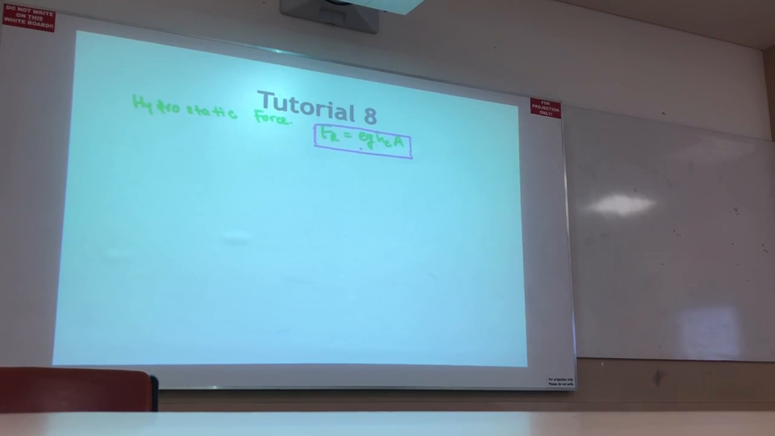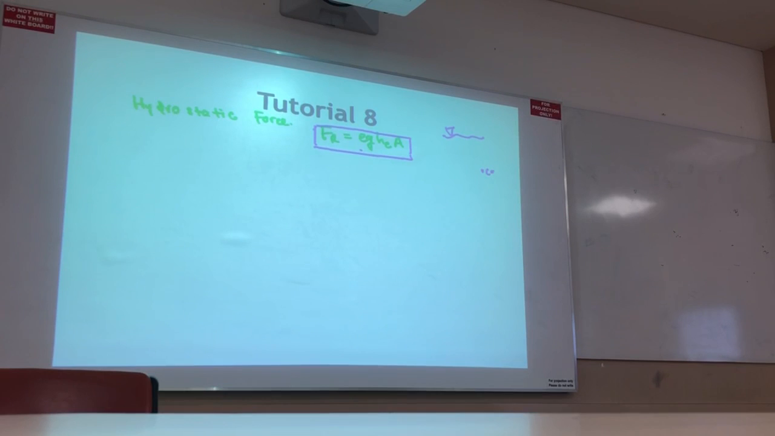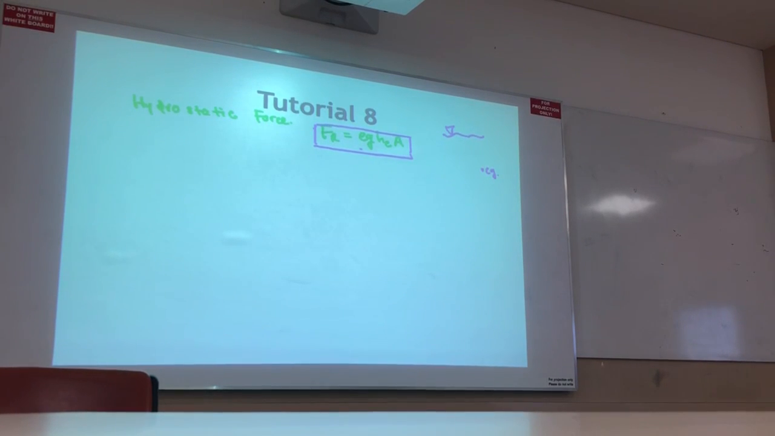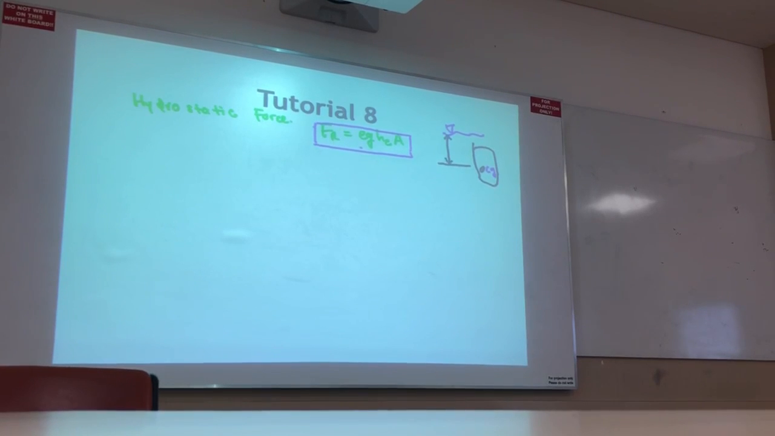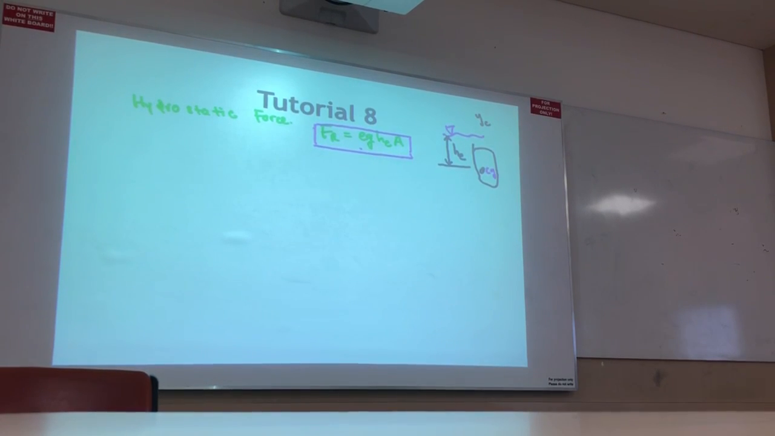Alright. hc indicates the distance from the water surface to the centroid of the object. So this is the object, and the centroid is here. So the distance from the water surface to the centroid is called hc. In some books people write yc, also the same thing.